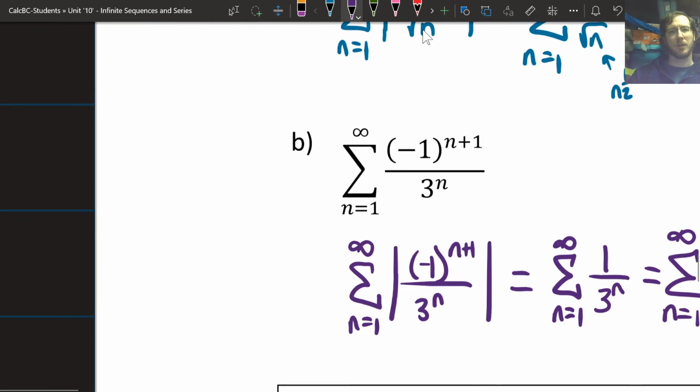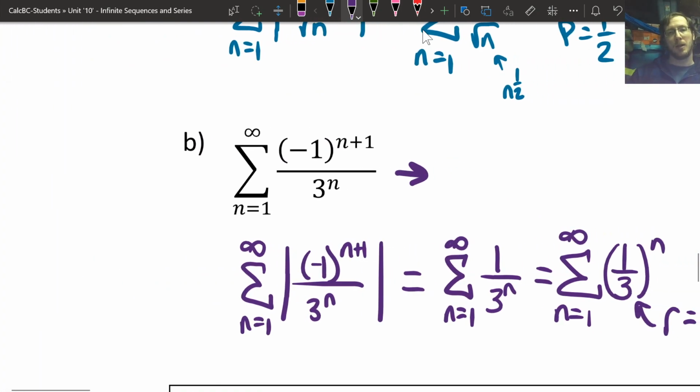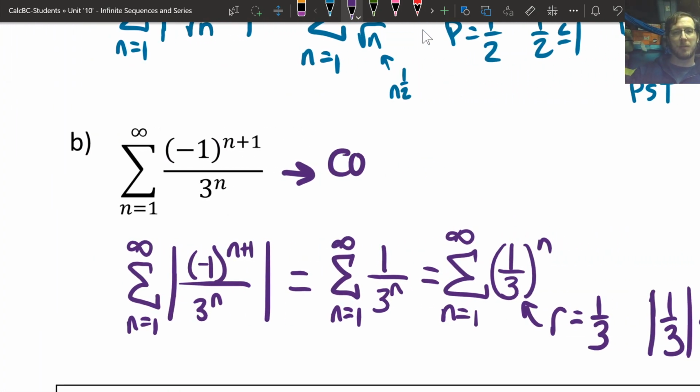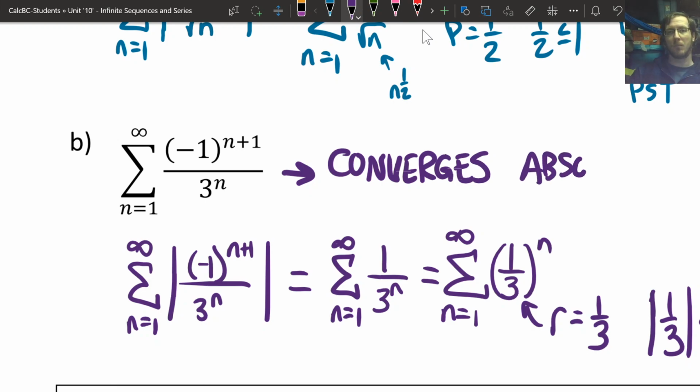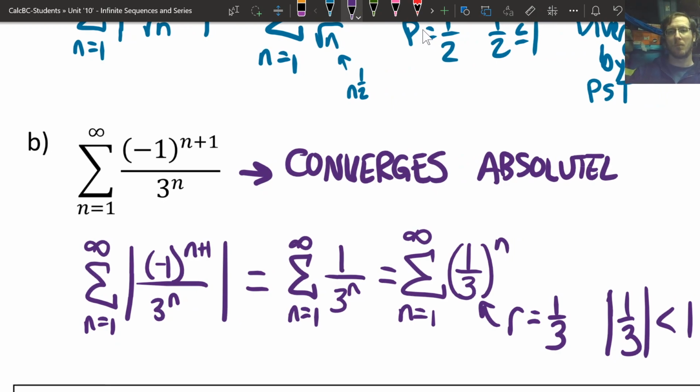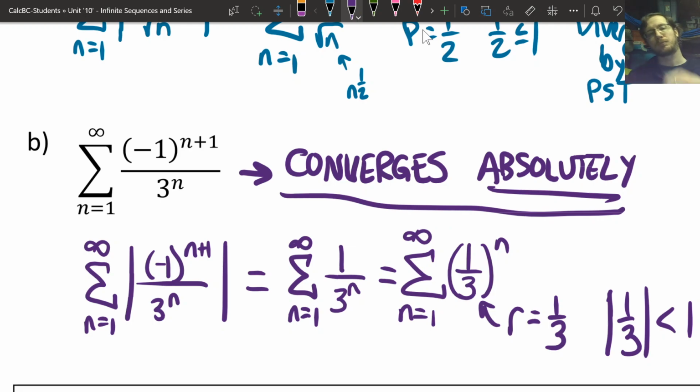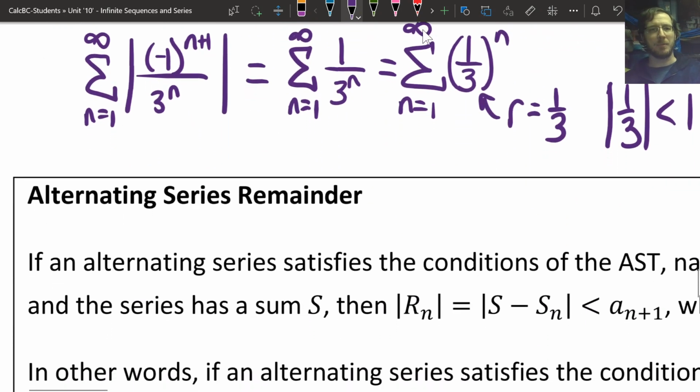We can say that the original, well, let's just go back over here. The original converges absolutely, or is absolutely convergent. All right, awesome. Last topic.